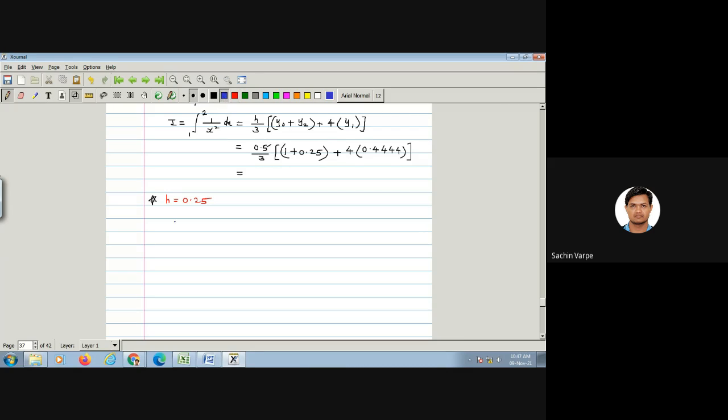So what are the x and y values? We start from x naught, that is 1. 1 plus h, that is 1.25. That will be x1. Then x1 plus h will be x2. 1.25 plus 0.25 will be 1.5. 1.5 plus 0.25 will be 1.75. And 1.75 plus 0.25 will be 2. So that is our upper limit of the interval.